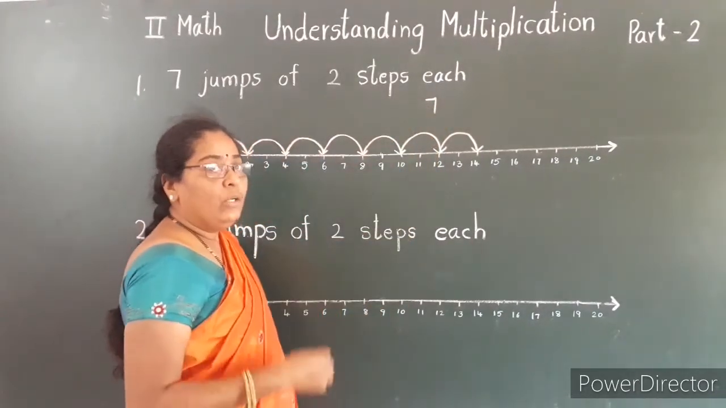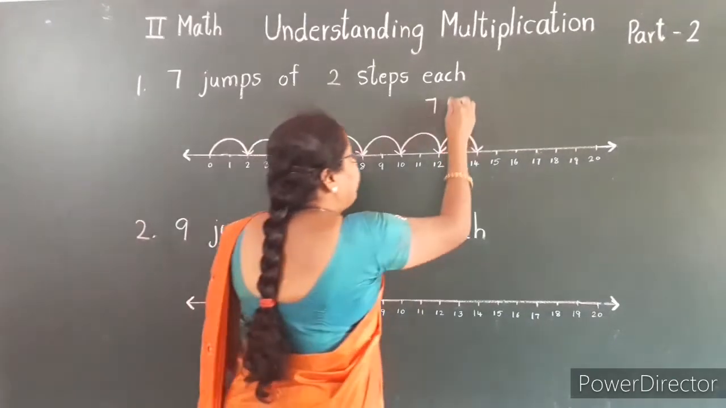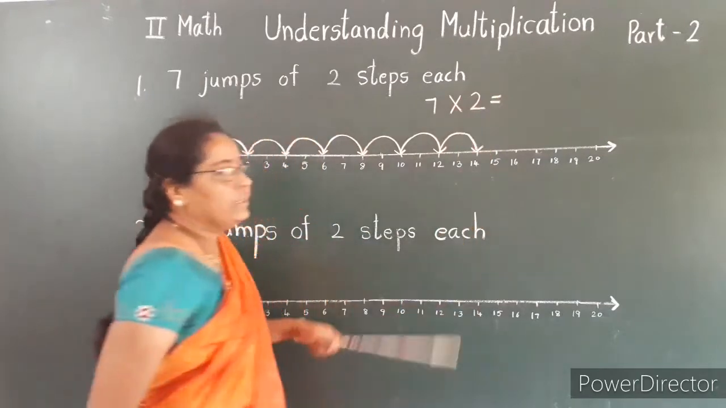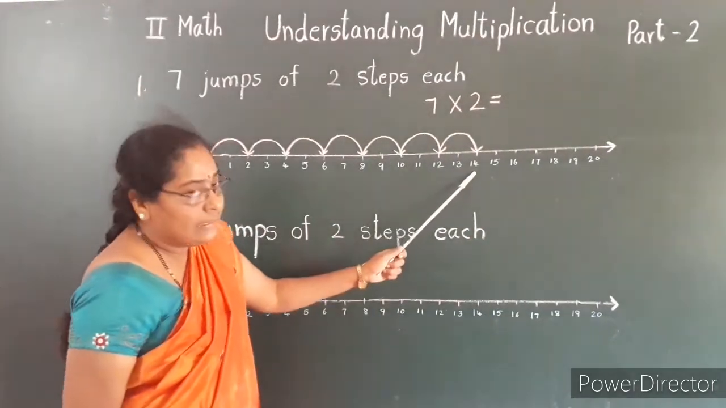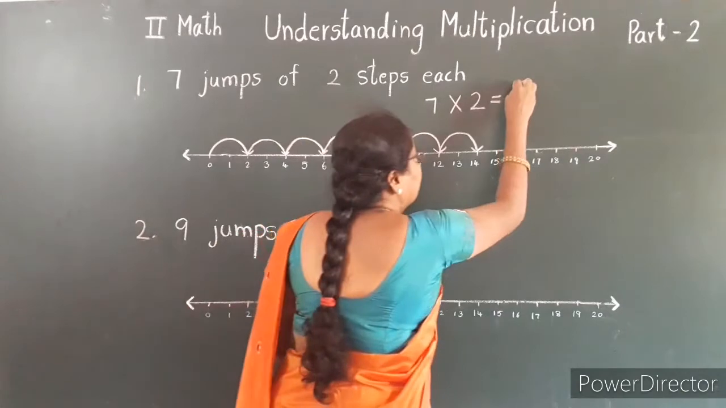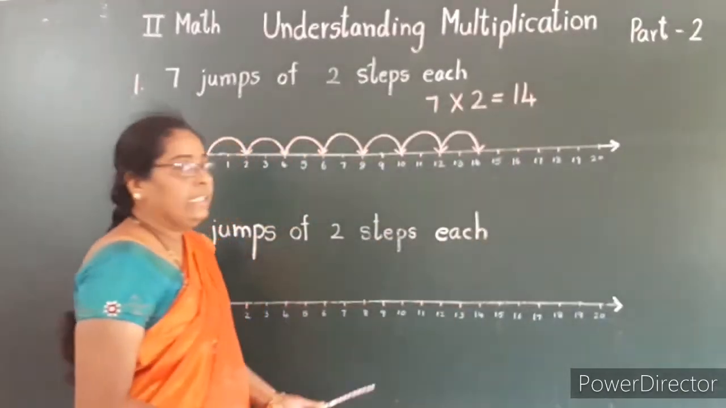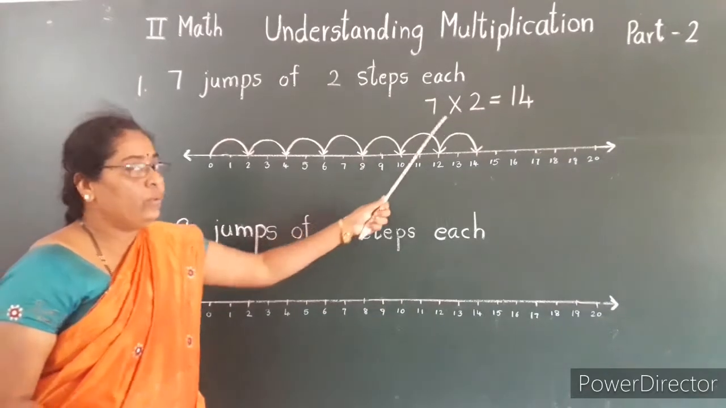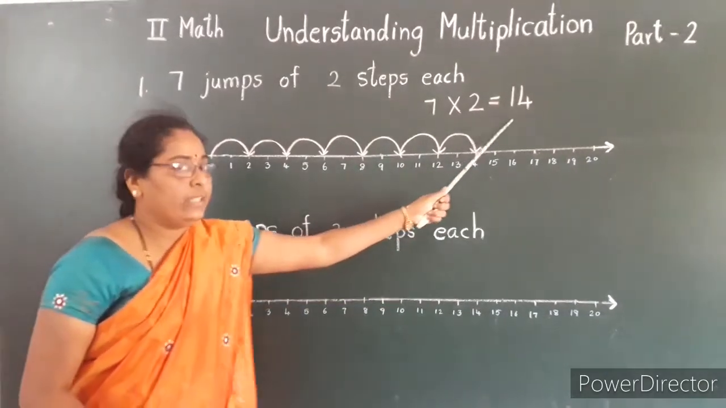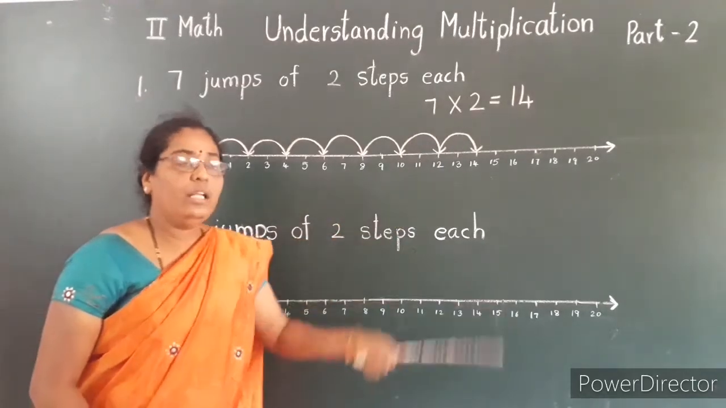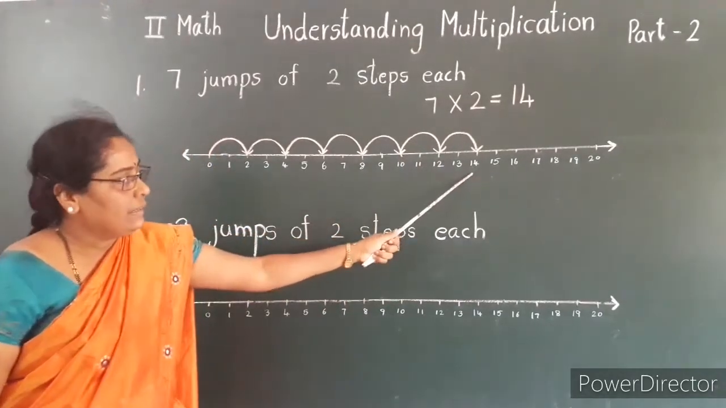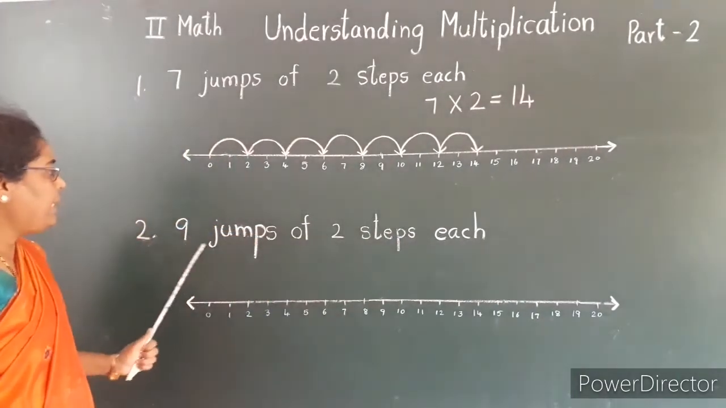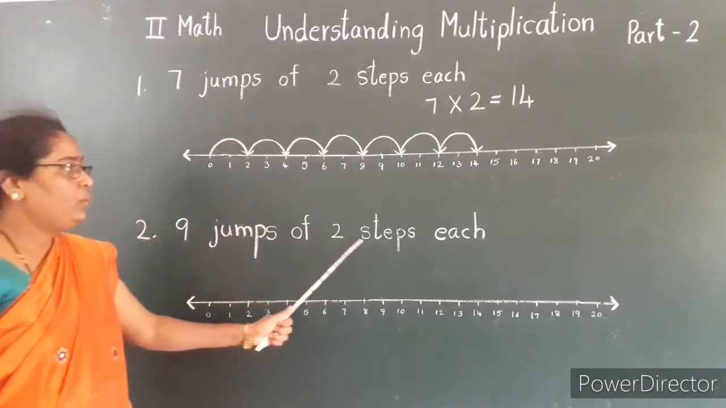7 jumps of 2 steps means 7 times. 7 into 2. 7 twos are, yes. What is the answer here? 14. 7 times or 7 jumps of 2. Answer is 14. 7 twos are or 2 sevens are. Answer is 14. Let's see one more example. 9 jumps of 2 steps each.